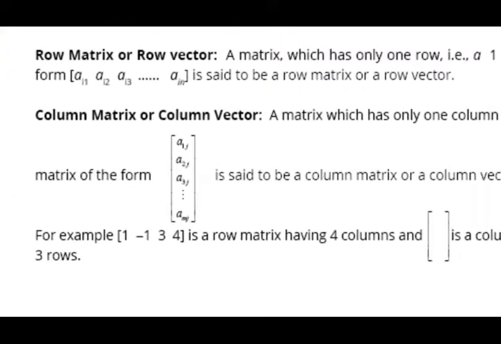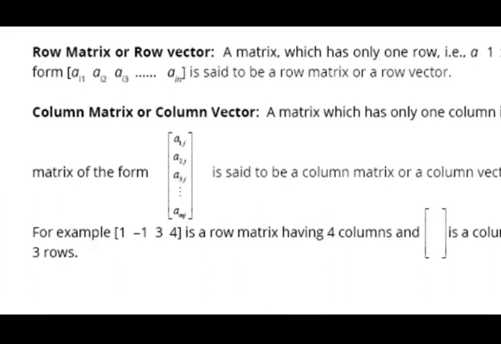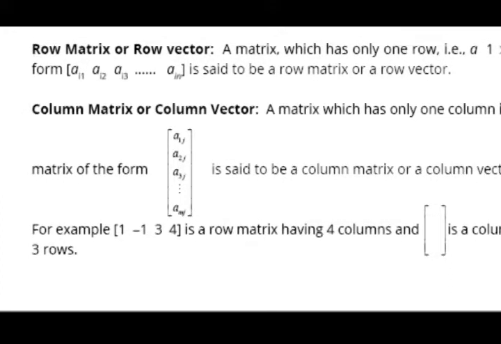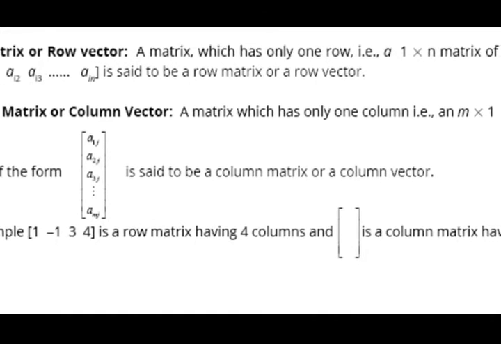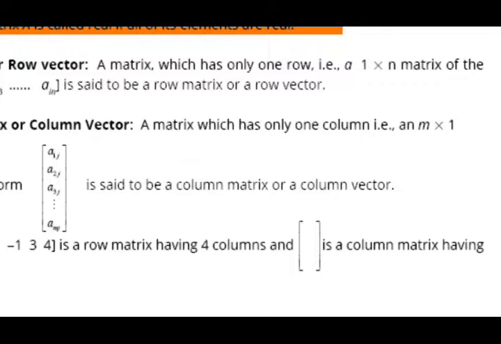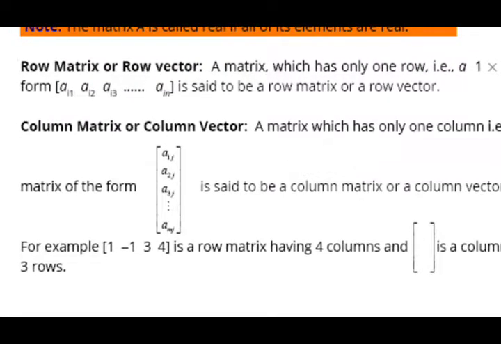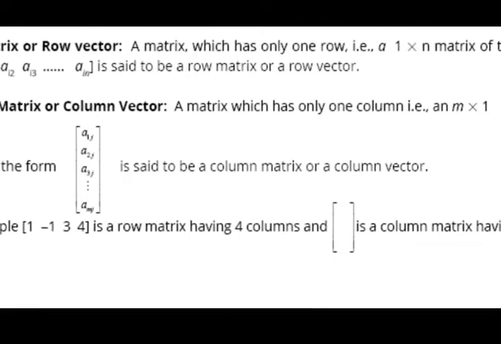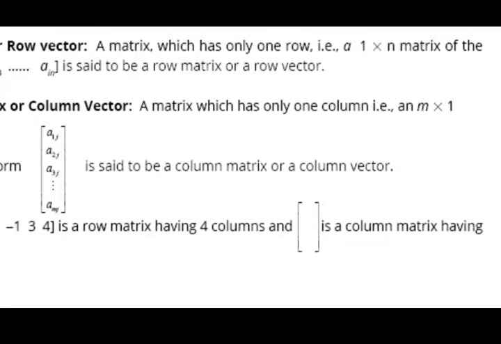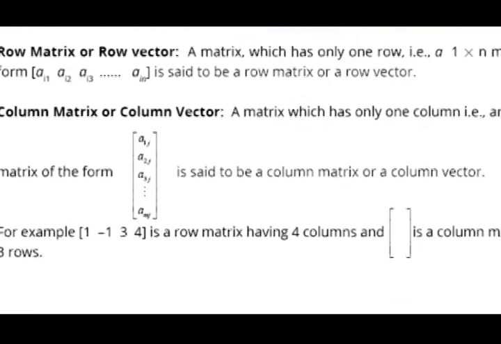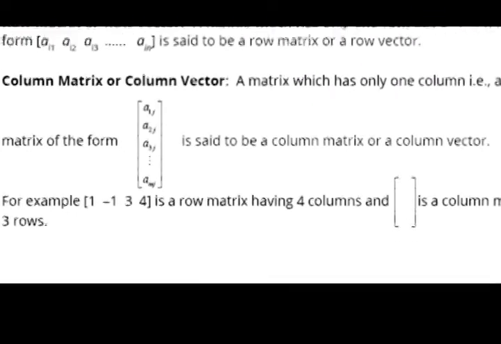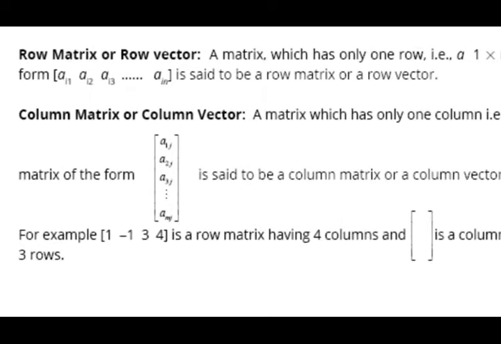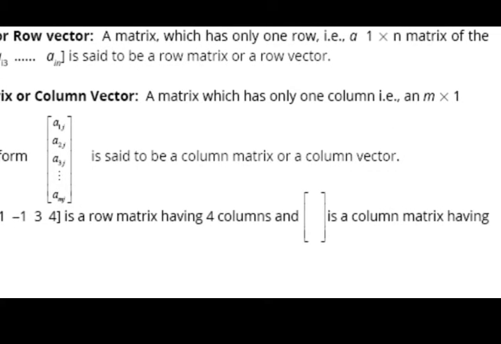Next definition is row matrix or row vector. A matrix which has only one row, like 1 cross n in its order, is said to be a row matrix or row vector. Column matrix or column vector: a matrix which has only one column, like that, is said to be a column matrix. In this example, 1, minus 1, 3, 4 is a row matrix having 4 columns, and this one shows a column matrix.